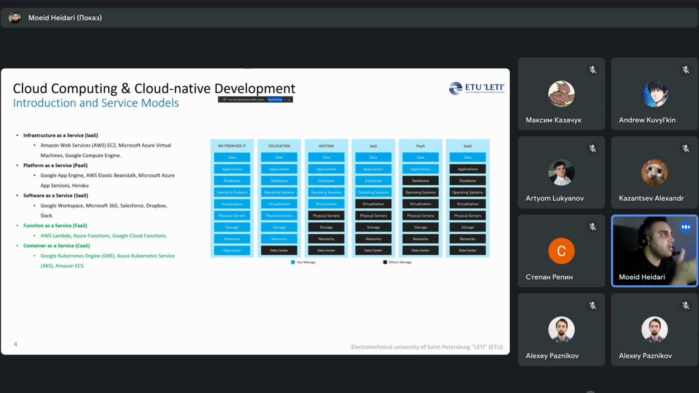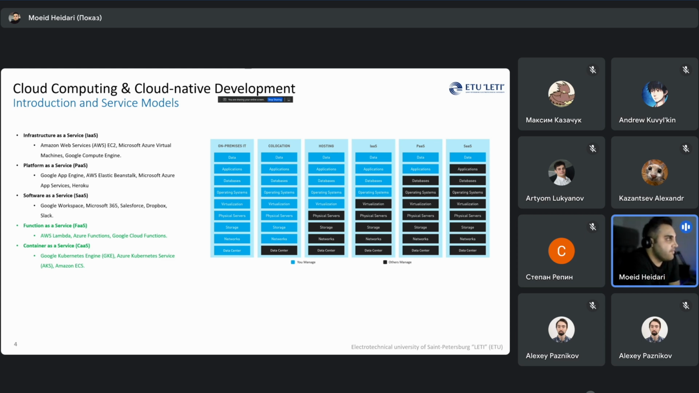So EC2 provides you a VM, and you can control that VM from the time when you take it from the service provider. Or Microsoft Azure Virtual Machines, which is an identical service to AWS EC2, and Google Compute Engine also is something like that.